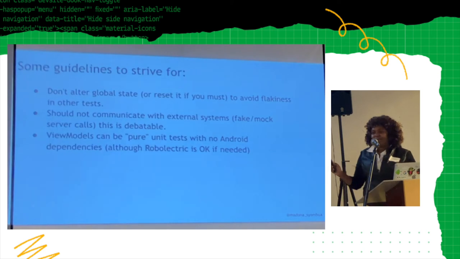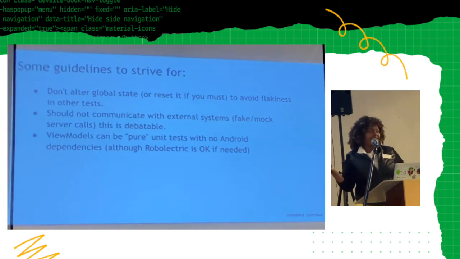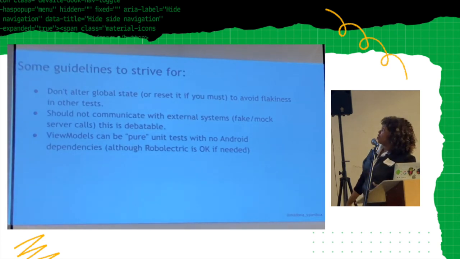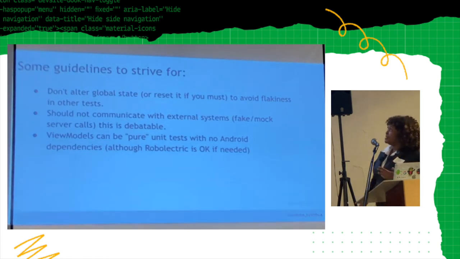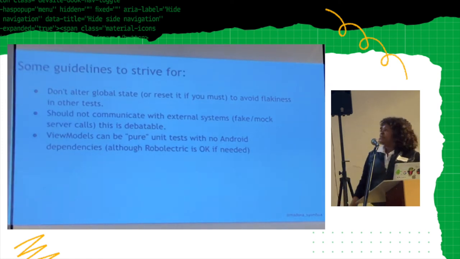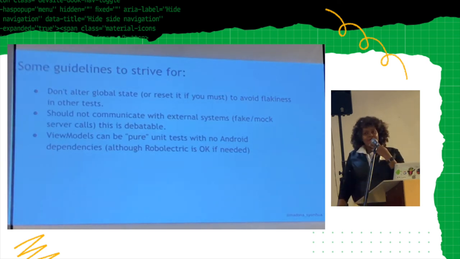I know these guidelines might be a little bit controversial, because there's a lot of controversy on tests, especially in the Android community, with the mocks and the fakes. But don't alter global state, or reset it if you must, to avoid flakiness in other tests. Should not communicate with the external system; fake a mock server. That's why I said this was debatable. View models can be per unit test. I like view models, but I do know that we have other patterns like MVI and MVP and MVC, and then MVVM. It's funny, all the companies I've worked with have used MVVM.